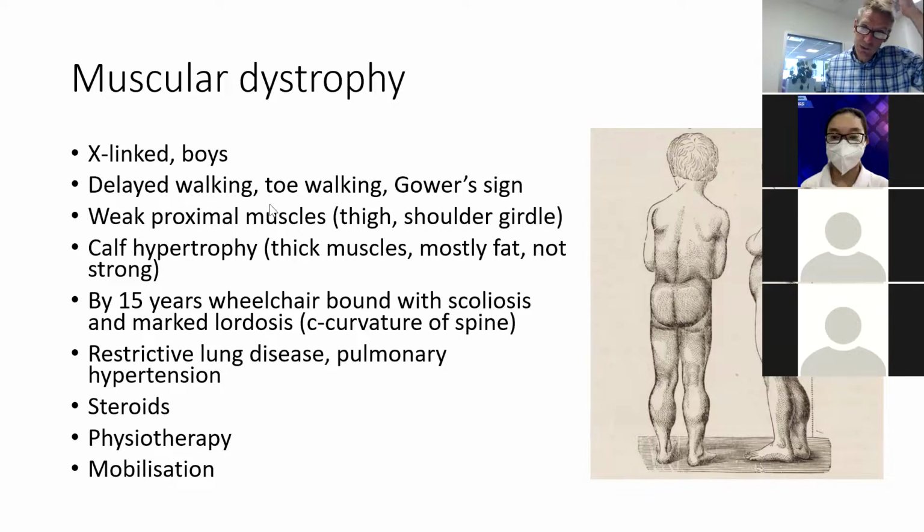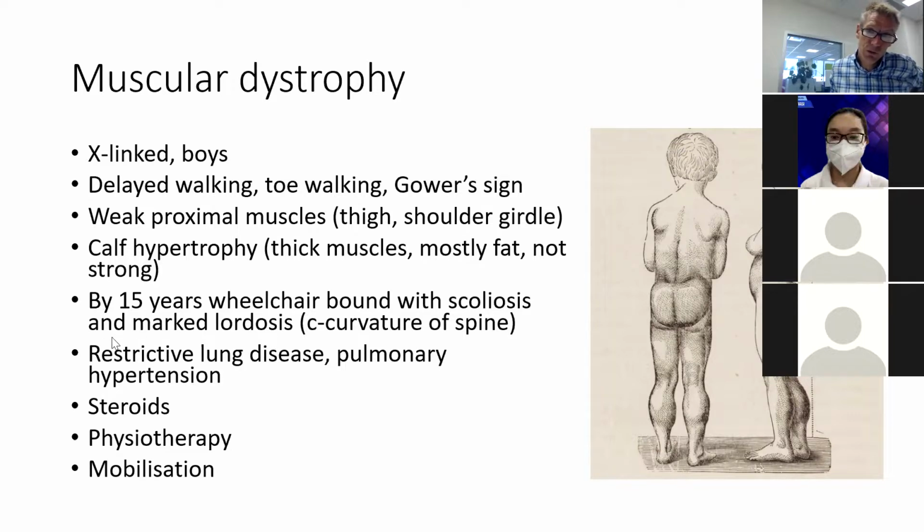They always have delayed walking. And sometimes when they're a bit older, like 3 or 4, they have Gower's sign. They have weak proximal muscles of their thighs and their shoulders, and they often have calf hypertrophy. They have very thick muscles that are still not strong. They're thick, but they're not strong. So they might seem to have big muscles, but they're actually mostly full of fat, and they're not very strong.